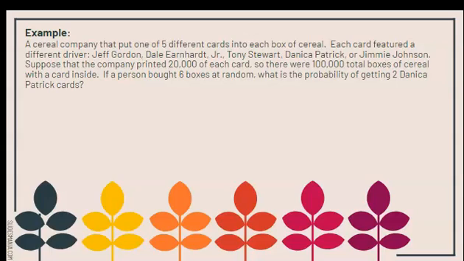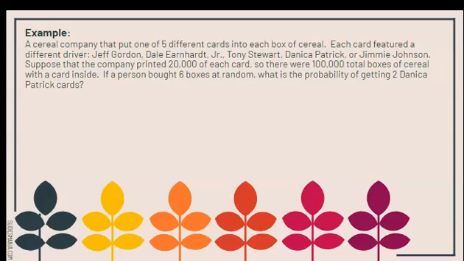So let's look at this example. A cereal company put one of 5 different cards into each box of cereal. Each card featured a different NASCAR driver: Jeff Gordon, Dale Earnhardt Jr., Tony Stewart, Danica Patrick, or Jimmy Johnson. Suppose that the company printed 20,000 of each card, so there are 100,000 total boxes of cereal with a card inside. If a person bought 6 boxes at random, what's the probability of getting 2 Danica Patrick cards?